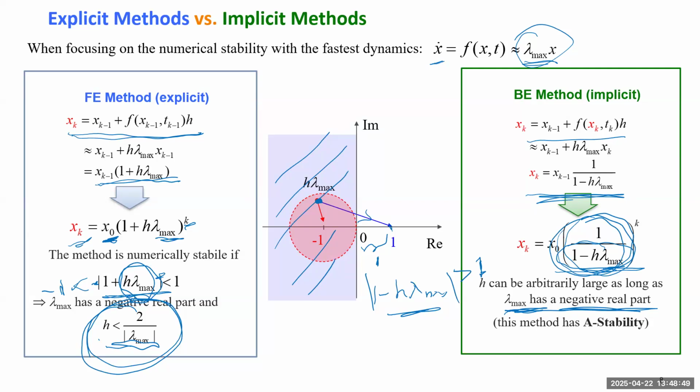So to conclude, for the implicit method, you can take any large time step to simulate, as long as the system itself is stable. This is the definition of what is called A-stability. But for the explicit method, h needs to be small enough to make sure your result is numerically stable.